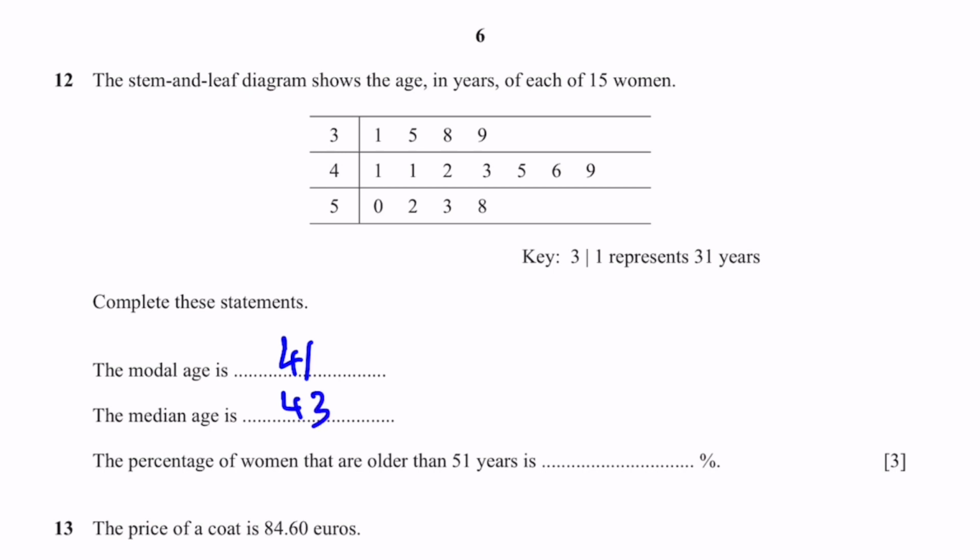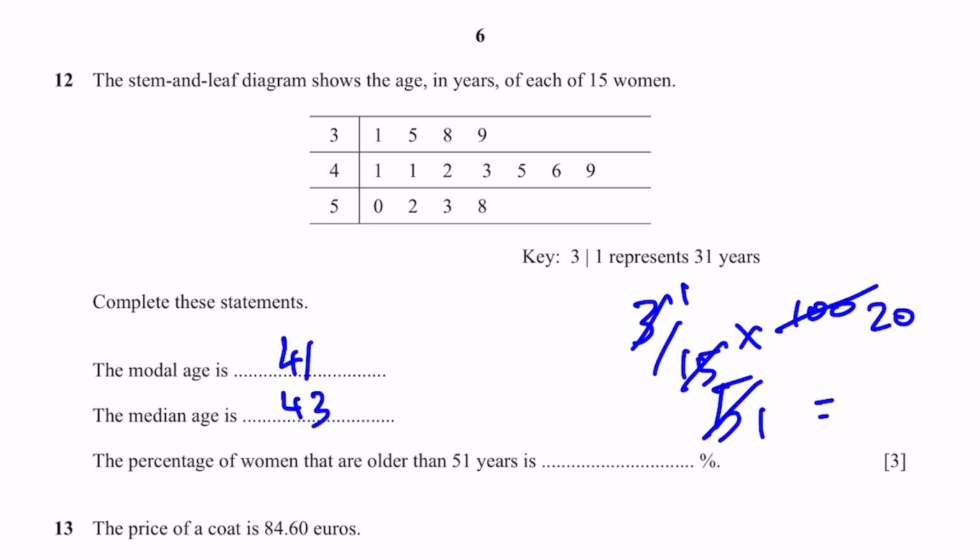The percentage of women older than 51 years is dash percent. So we see the ones with 5 as the tens digit. And now 50, it's not greater than 51, it's less than 51. 52, 53, and 58. So there's 3 by 15 are older than 51. So 3 by 15 into 100. So let's cancel this out. And then that's equal to 20%. So 20% of the women are above 51 years old.